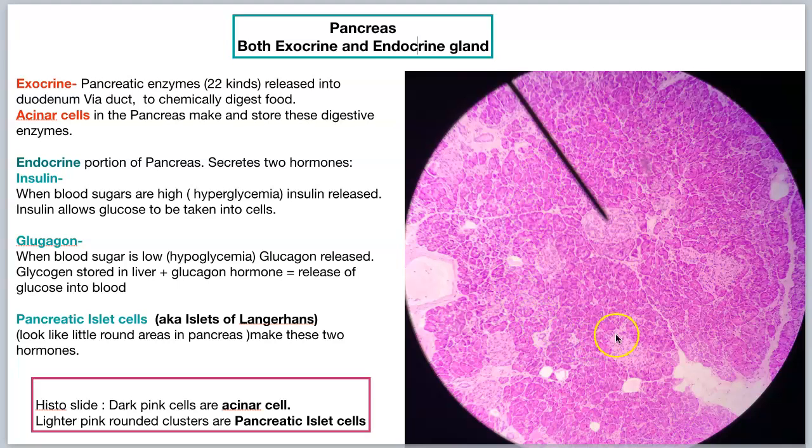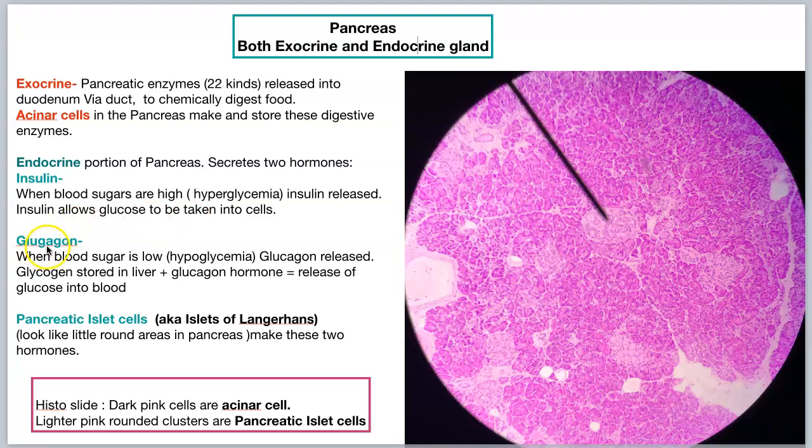Now, in a histo slide, and you need to know this one, all the dark parts in here are acinar cells. So anything that's dark pink, those are acinar cells. As opposed to the endocrine portion of the pancreas. Endocrine, remember, they secrete hormones into the blood. It secretes 2 hormones. Everyone's heard of insulin. When your blood sugar levels are high, hyperglycemia, that means high blood sugar, insulin is going to be released. Only with insulin are your cells allowed to have glucose enter them. So you need insulin to let glucose be taken into your cells.